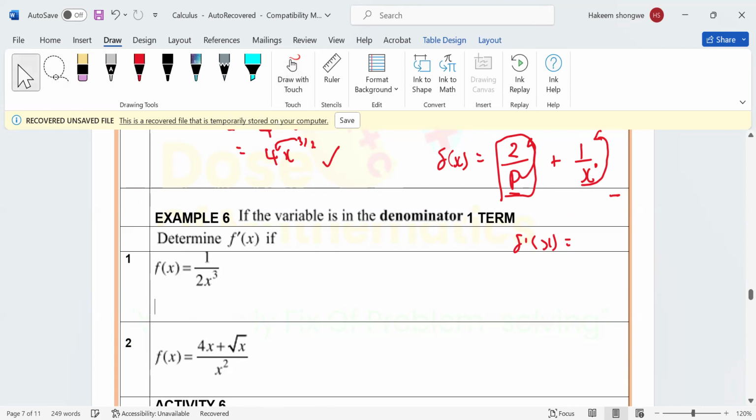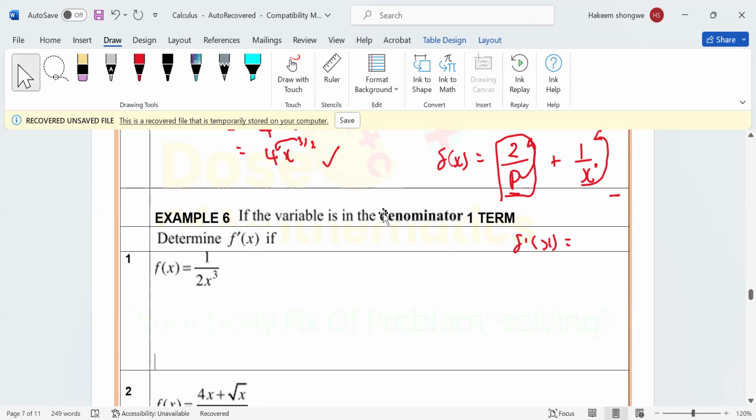Now, with that a little bit of understanding, let's look at the following. What do we have here? We have f of x. They say determine f prime of x, meaning we're differentiating in terms of x. What does that imply? You come and check: here you have x on the denominator. What you're going to do with this x is take it to the numerator first so that you can differentiate.